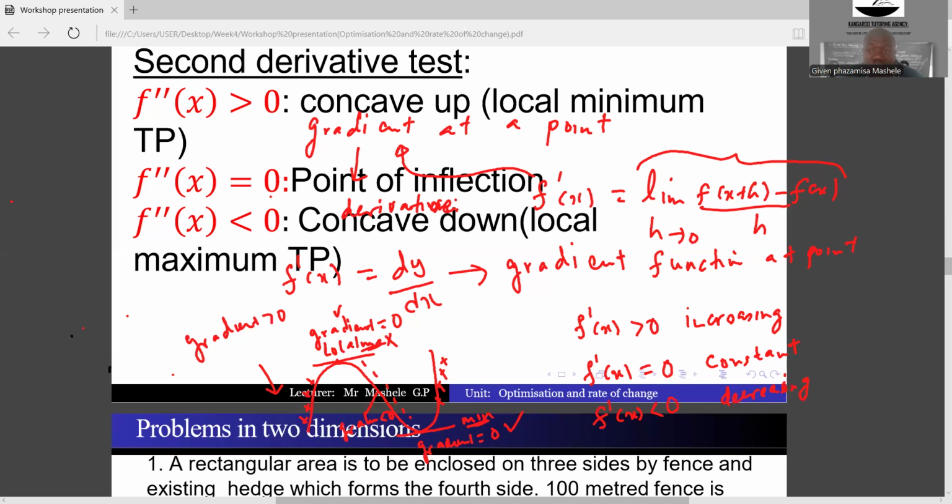And this is what we'll be using when we go to the application of calculus: at the maximum or the minimum points, the derivative of that function should always be 0. Why? Because at the maximum or at the minimum, the gradient of that function is 0. The graph is not increasing and the graph is not decreasing. So it's very important for you to know this. Very, very, very important, guys. I believe you are following.